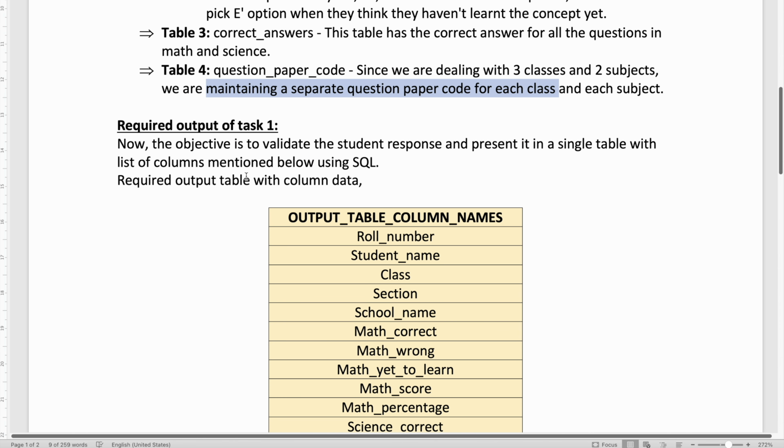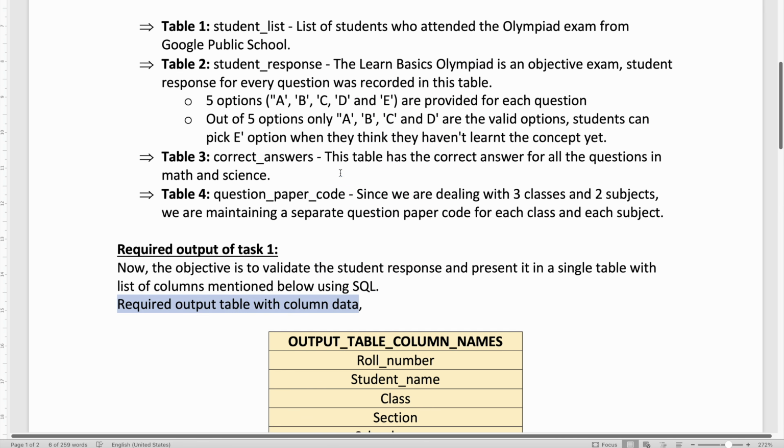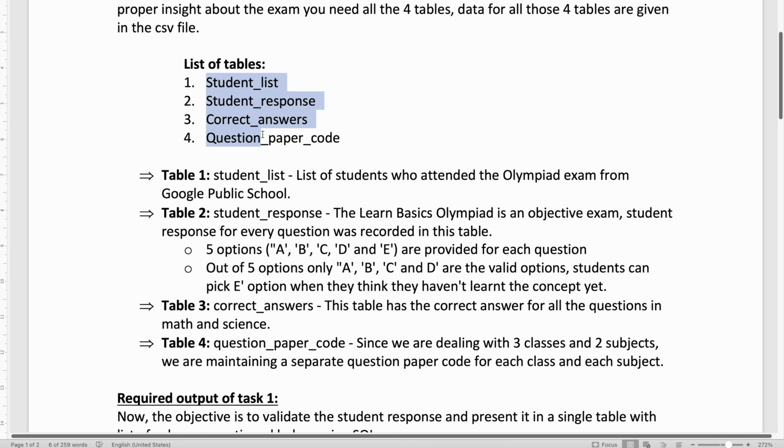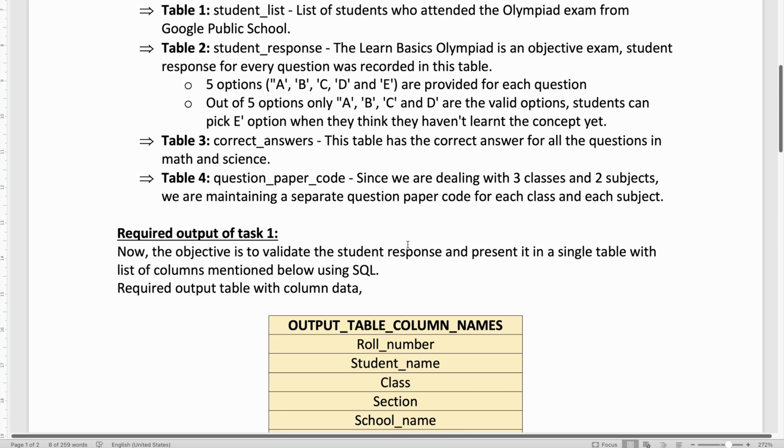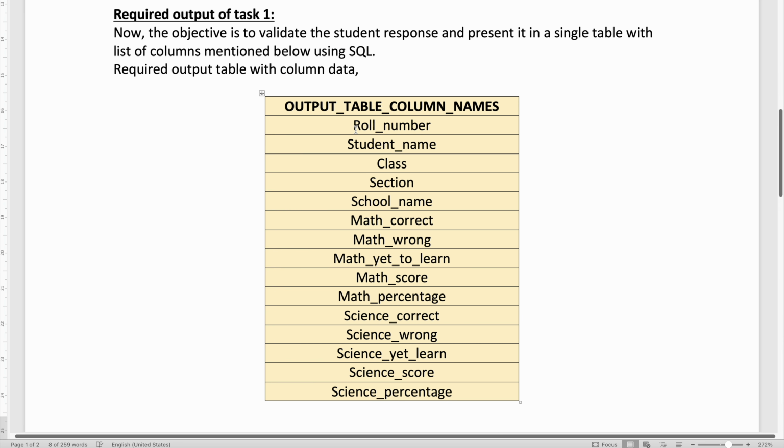Now let's look at what exactly is required from us. What they are saying is the objective is to validate the student response and present it in a single table with the list of columns mentioned below using SQL. Okay, so required output table with column data. So what they're basically telling is use these 4 tables and then do some aggregation or segregation or whatever you want to do, and then for each student you need to provide these results, or basically these columns.